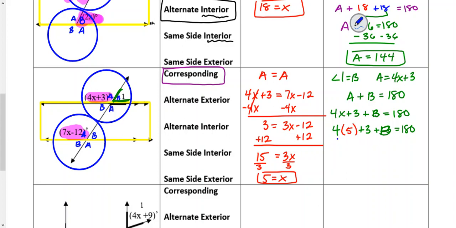Okay, now I can do all the numbers. 4 times 5 is 20. 20 plus 3 is 23. Plus B equals 180. So if we subtract 23, we get B to equal 157.